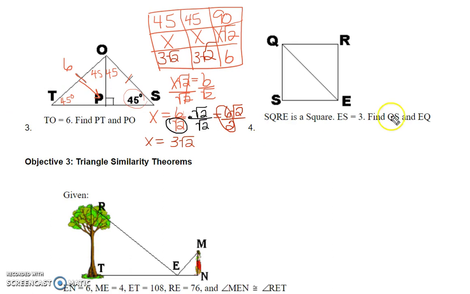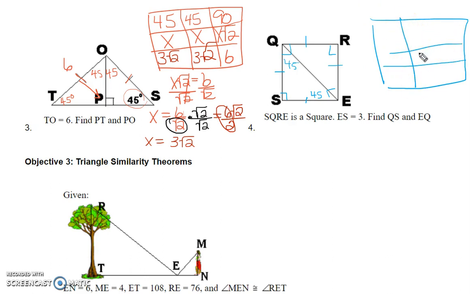Okay, number 4, they tell me SQRE is a square. That means I have 4 congruent sides, and I have 4 right angles. That's enough information to tell me that I have a 45, 45, 90 degree triangle. And again, I'm going to draw my graphic organizer. I have a 45, 45, 90. They are all similar to each other. And my side length relationships are x, x, x square root of 2.